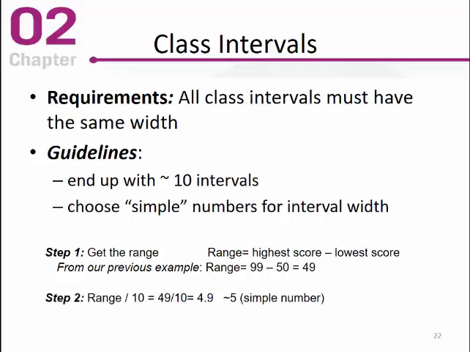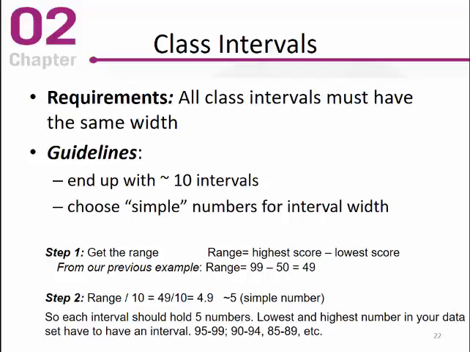The next step is that we want to get about 10 intervals. So we take our range, the 49, and divide it by 10. In this case, we get 4.9, and that's where the simple number comes in. So 4.9 is kind of a crooked number, so we round it up to 5. So each interval should hold 5 numbers.